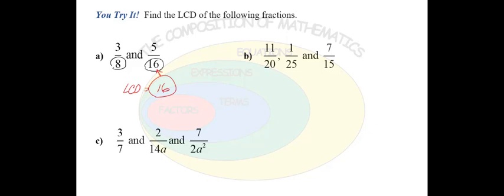For B, though, it's a little harder to just list out or start with the biggest one. So what we're going to do is use the prime factors of each one of these denominators. So for 20, the prime factors would be 4 times 5, or 2 times 2 times 5. For 25, that's just 5 times 5. And for 15, that's 3 times 5.